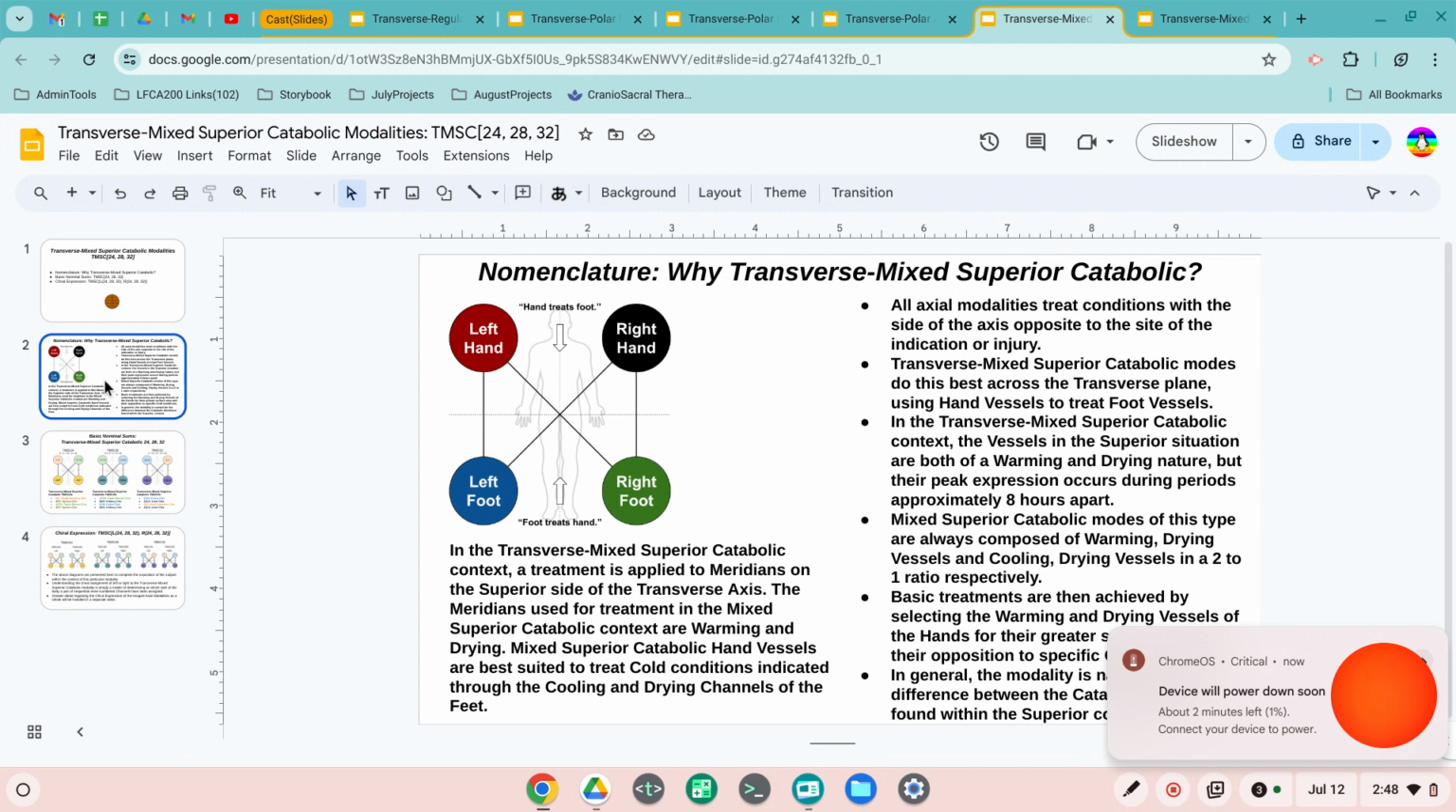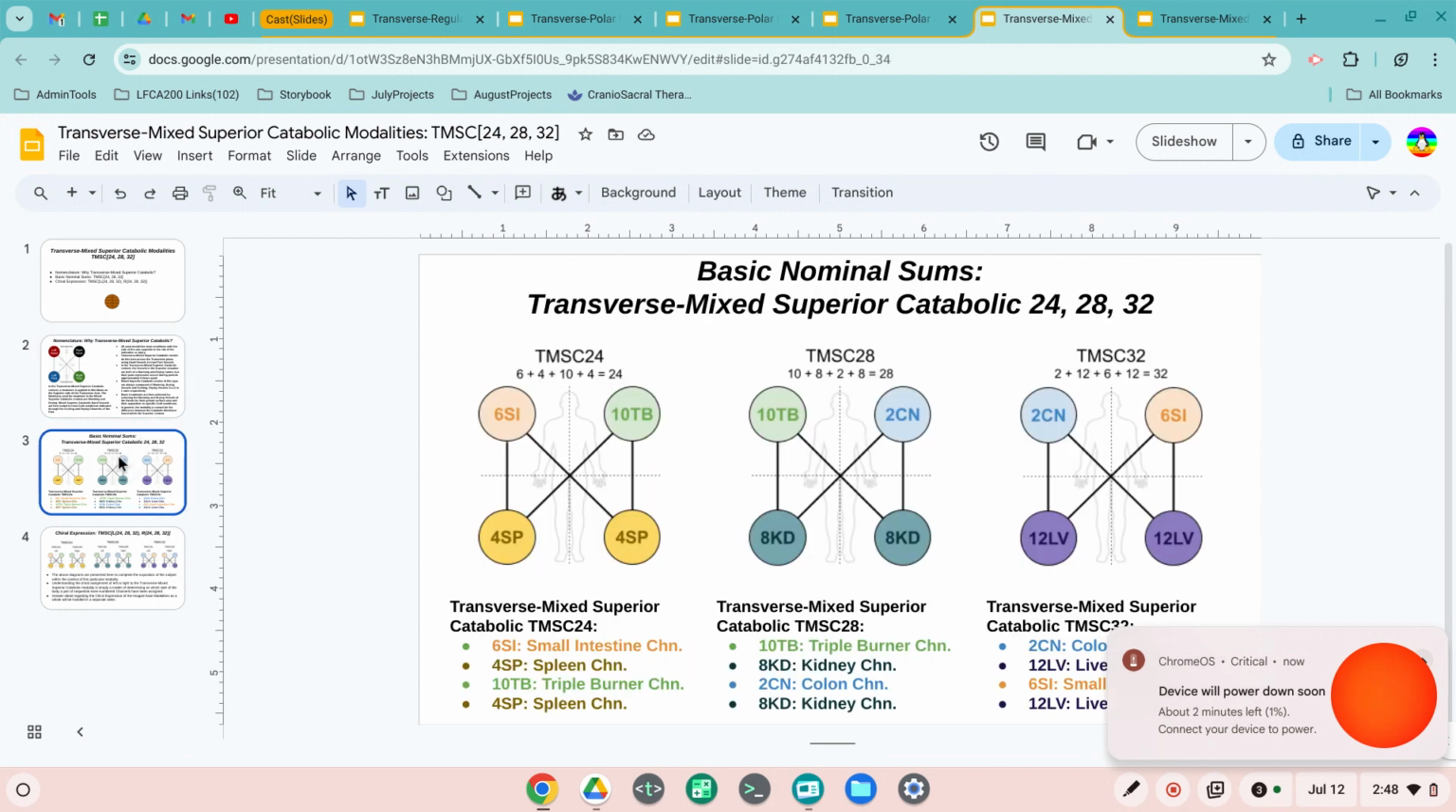Slide 2, Basic Nominal Sums. Transverse mixed superior catabolic 24, 28, and 32. The 3 modalities shown here are some of the more common patterns used in treating clinical complaints. Setting the semantics of their physiological expression aside, this material will provide a valid nomenclature useful for categorizing the modes themselves and their orientation within the scope of the global balance method.